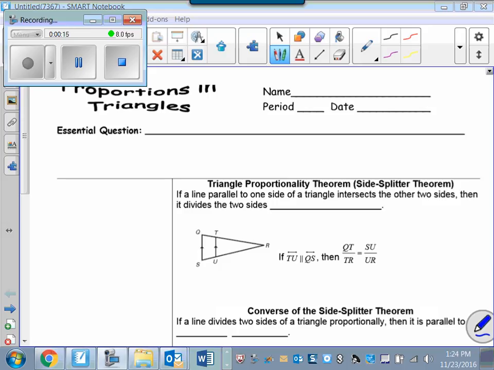The triangle proportionality theorem, better known, I think, as the side splitter theorem, says if a line parallel to one side of a triangle intersects the other two sides, then it divides the two sides proportionally.